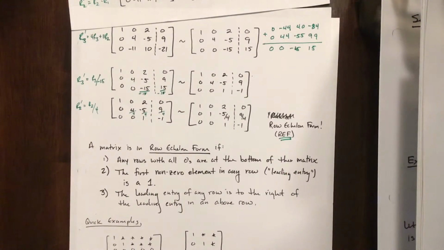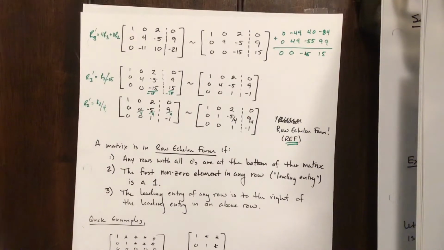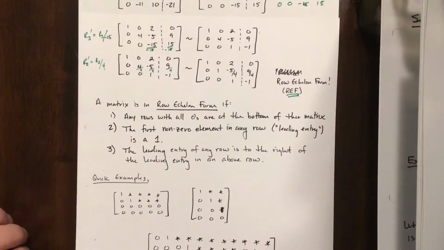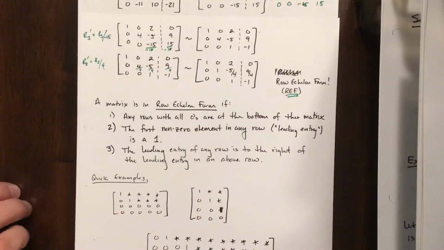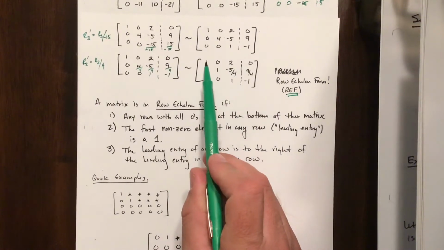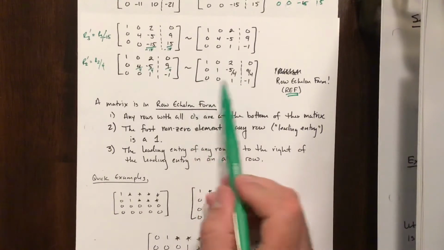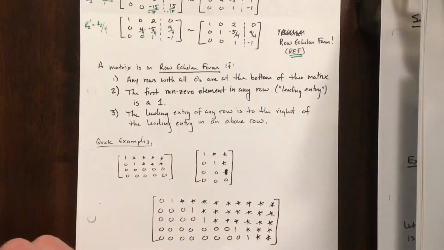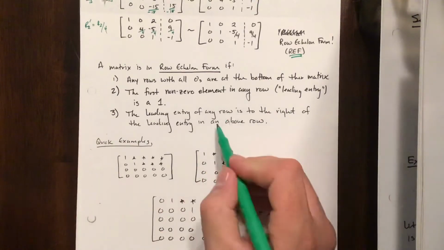So how do you define what row echelon form is? Let's see if I can. A matrix is in row echelon form if any rows with all zeros are at the bottom of the matrix. Okay, well, I don't have a row with all zeros. I have a row with some zeros, but not all zeros. So I don't have to worry about condition number 1. The first non-zero element in any row, which is called the leading entry, is a 1. So if I start at the top and work my way down, the first non-zero element right here is a number 1. That's good. The first non-zero in row 2 is a 1. The first non-zero in row 3 is a 1. That's why we had to do these scaling operations here at the end. So that satisfies condition number 2. And the leading entry of any row is to the right of the leading entry in any above row. So this is any above row.